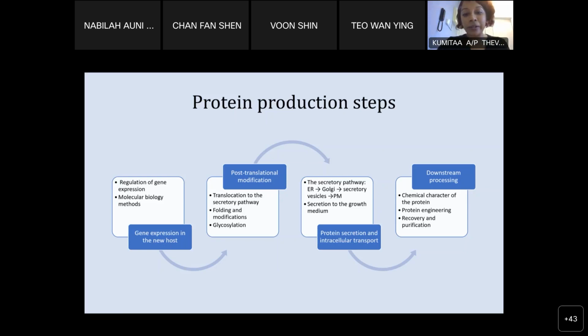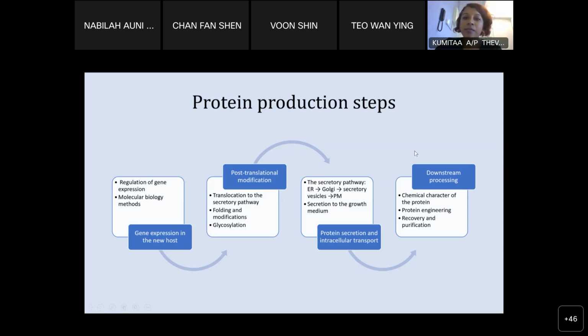Next is protein secretion and intracellular transportation. So again, where do you actually want your protein expressed? And is your system actually doing that? And then finally, the last step is your downstream processing. In this case, you're talking about your protein engineering itself and your recovery and purification.